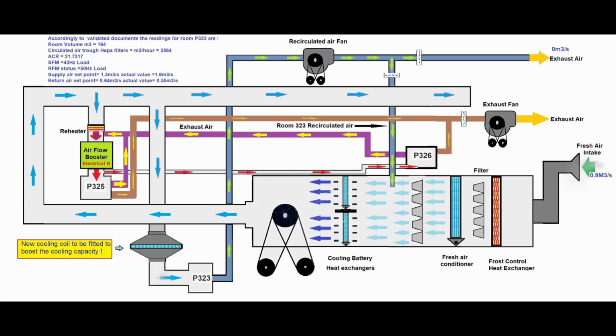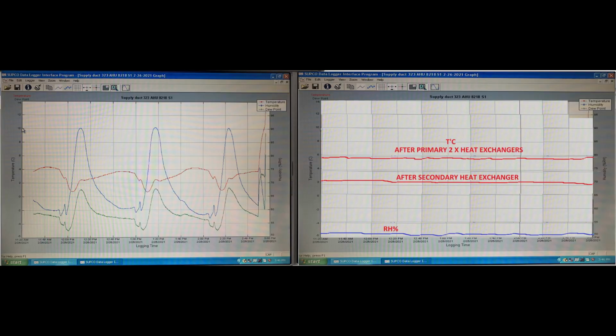I'm sucking in from outside 0.9 cubic meters per second, which is almost 3,000 cubic meters per hour. And when the summer comes, the air will sometimes be 29 degrees with 80 percent relative humidity. Imagine the amount of work the fresh air conditioner has to do. So what you see here on the left-hand side is the old reading. What you see on the right-hand side is what I want to achieve.